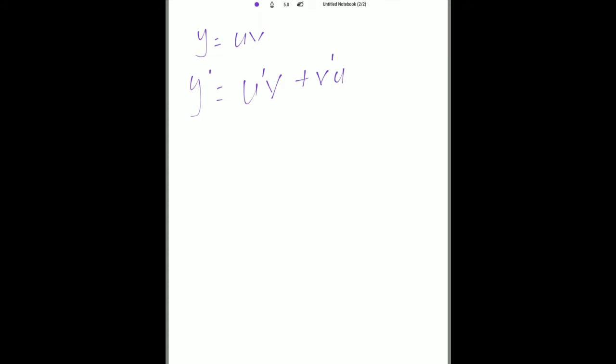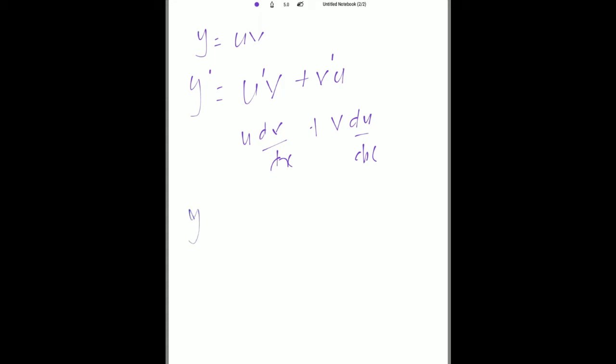We could also write that as u times the differential of v with respect to x plus v times the differential of u with respect to x. Any way you want to write it, prime or dv by dx, anyone you want to call it. But this is the idea behind it. We differentiate one, keep the other, and then add where we differentiate the other and keep the first.